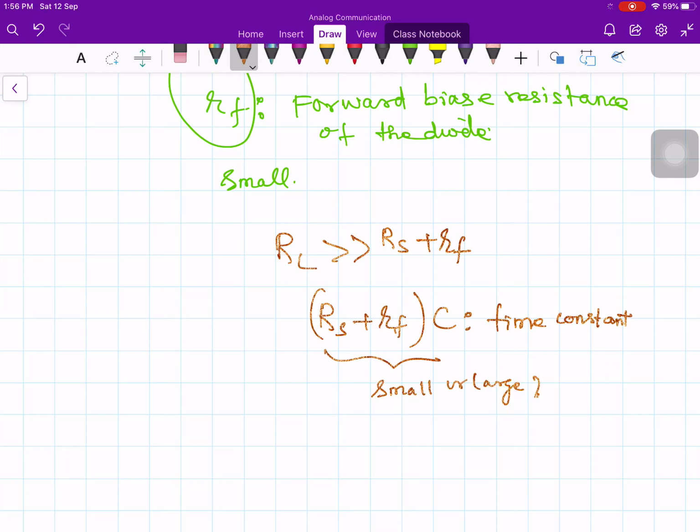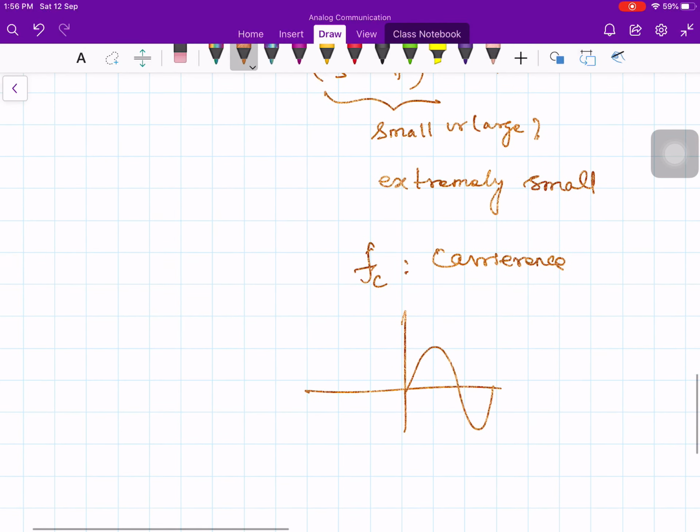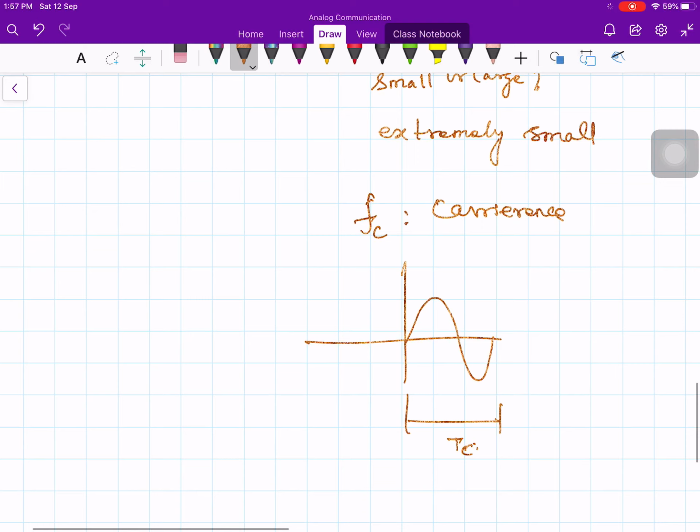Now we can quantify this. How small should it be? It should be much smaller than, let's say, the cycle duration of the carrier wave. This is my carrier frequency. Let's say this is my sine wave, and the duration is Tc. This charging time constant Rs plus Rf times C should be much smaller than the carrier wave period. So what is Tc? Tc is 1 by Fc. So 1 by Fc is much greater than Rs plus Rf times C. Otherwise, it will not follow the carrier soon.